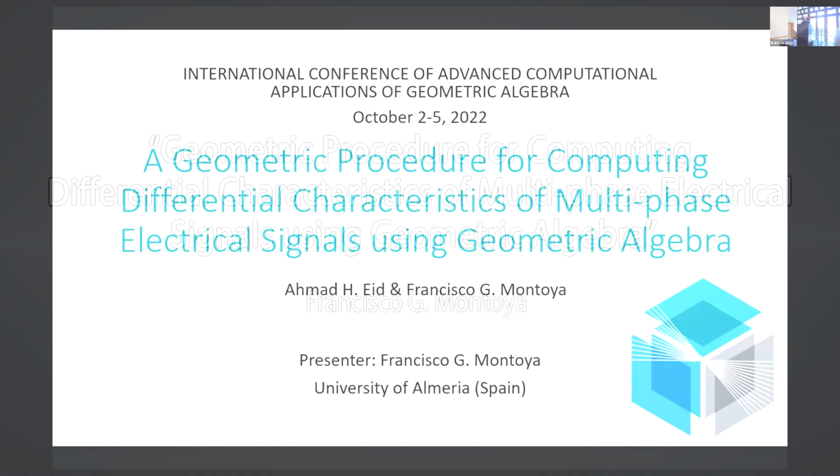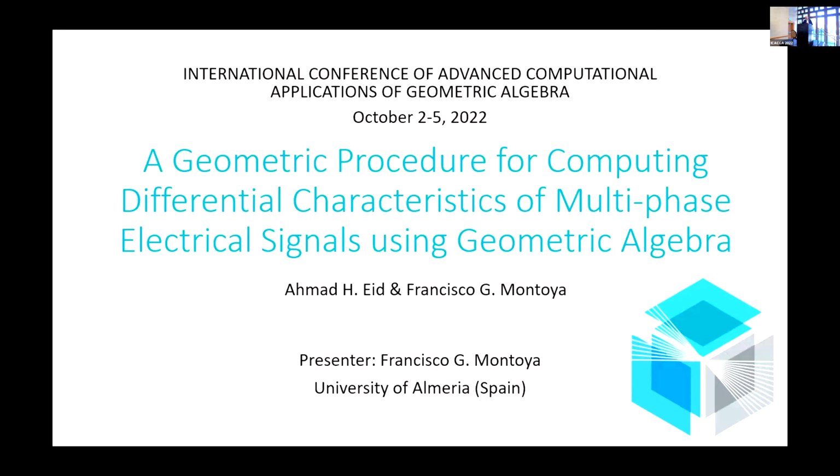So now I will proceed with my registered paper, my presentation titled A Geometric Procedure for Computing Differential Characteristics of Multiphase Electrical Signals Using Geometric Algebra. But firstly, I must confess that I discovered the beauty of geometric algebra in the summer of 2018 while reading the work of Dr. Castro Nunez, a Colombian power engineer who works for the AESO, the Alberta Electric System Operator in Canada. And because of my long-standing interest in mathematics, I immediately fell in love.